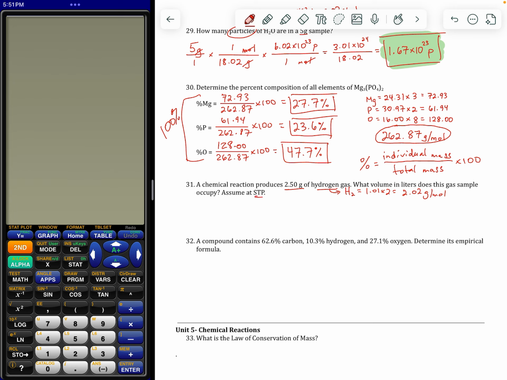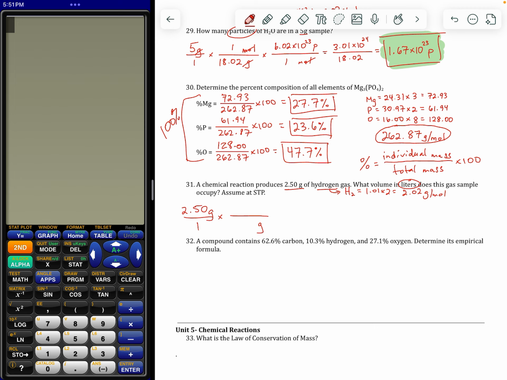Here's what I was talking about: assume STP, because we are looking for the liters that this sample of gas occupies based on how much it's weighing. So I have 2.50 grams over 1. I cannot go from grams to liters, just like I couldn't go from grams to particles.